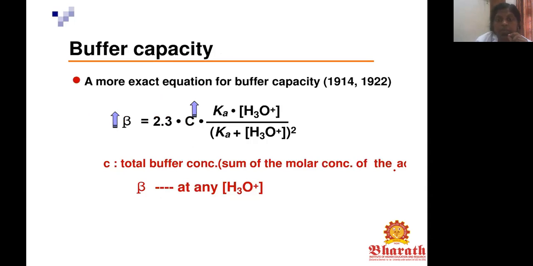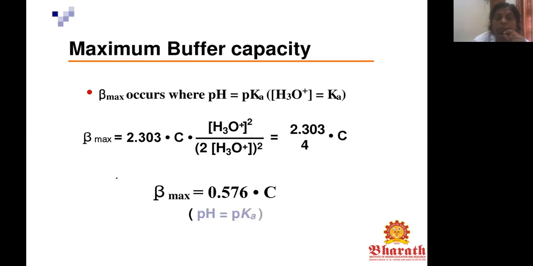A more exact equation for the buffer capacity is beta equal to 2.3 into concentration into Ka into [H3O+] divided by (Ka plus [H3O+]) whole squared. The total buffer concentration is the sum of the molar concentrations of the acid and the base. Beta maximum occurs where pH equals pKa.